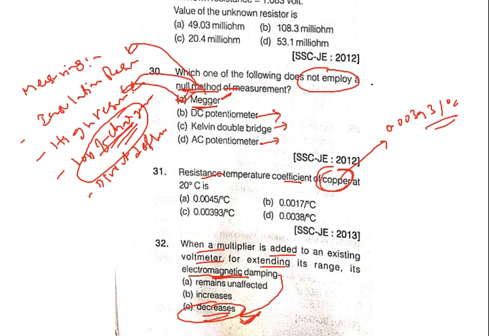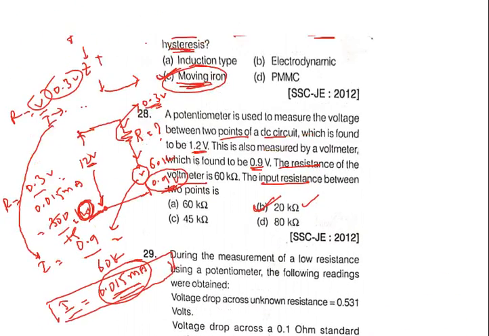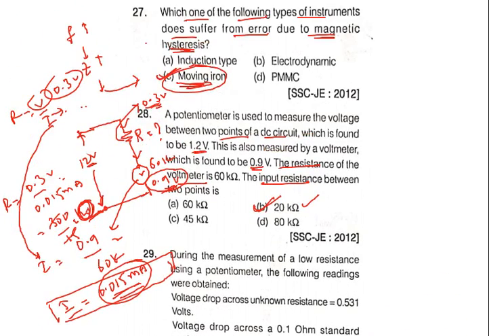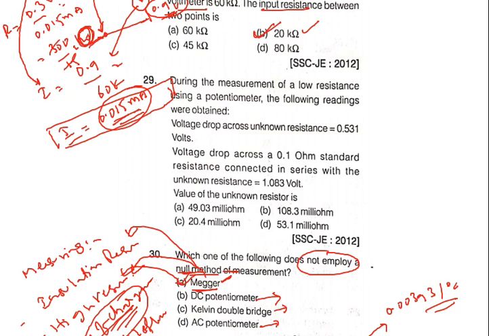Okay, see here, previously we left one question. Now we can see that one. During the measurement of low resistance using potentiometer, the following readings were obtained. Voltage drop across unknown resistance is 0.531 volts, and voltage drop across 0.1 ohm standard resistance connected in series with the unknown resistance is 1.083 volts. The value of unknown resistance is asked.